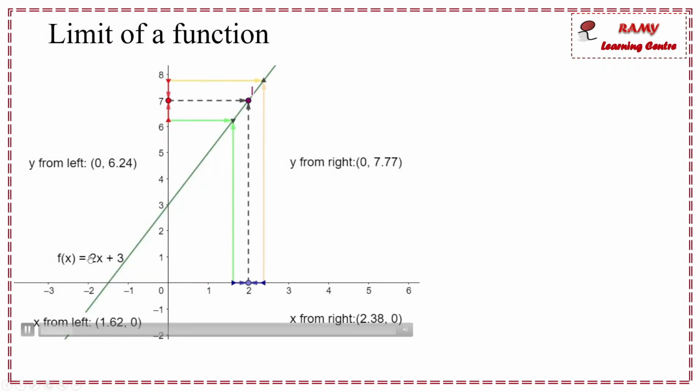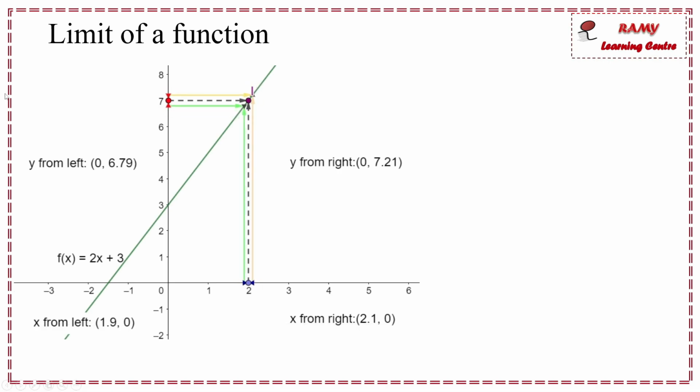Let us look at this function f(x) = 2x + 3. We'll see how this curve behaves when x approaches 2. As x approaches 2 from the left as well as from the right, we find that f(x) approaches the value 7. See, it approaches the value 7.